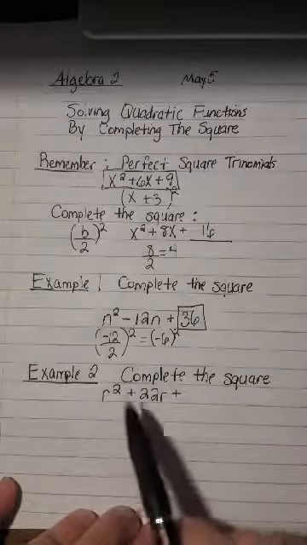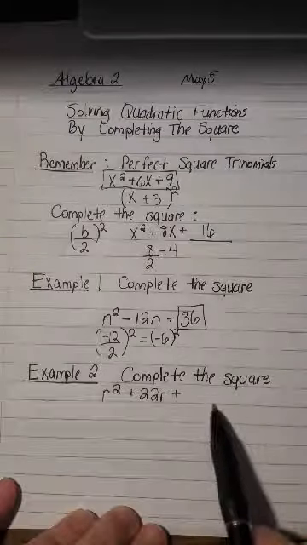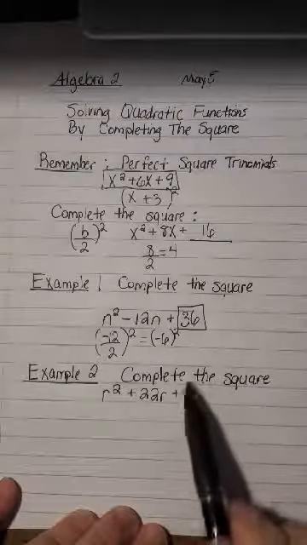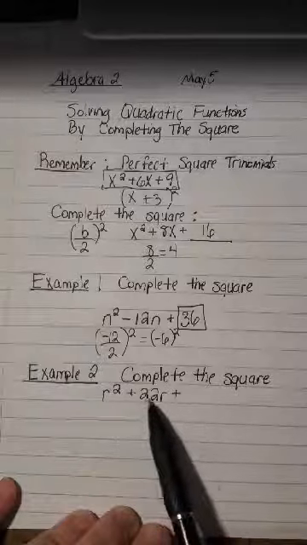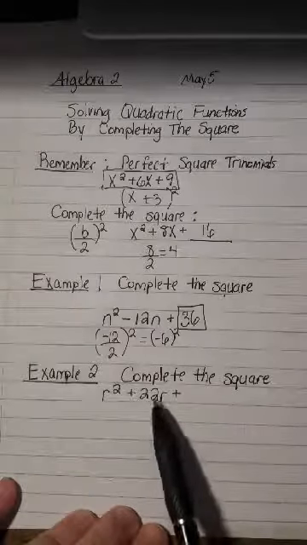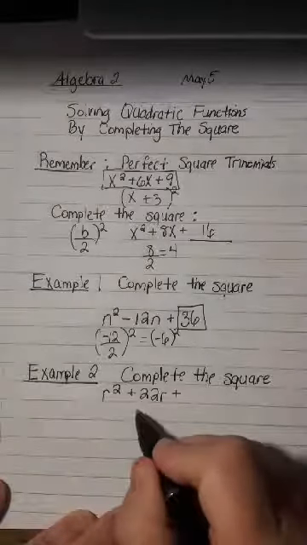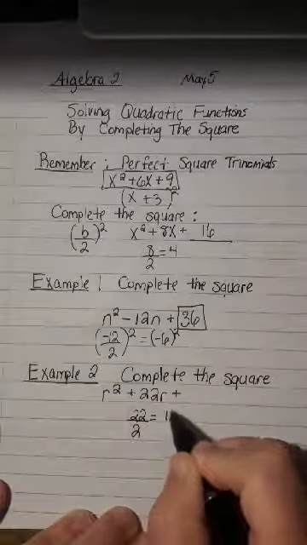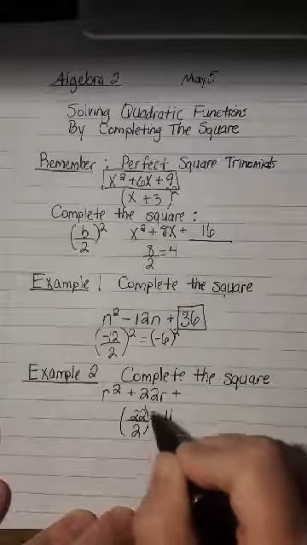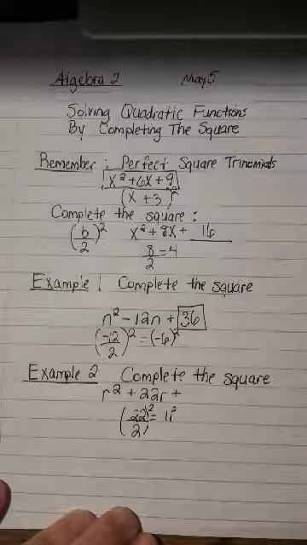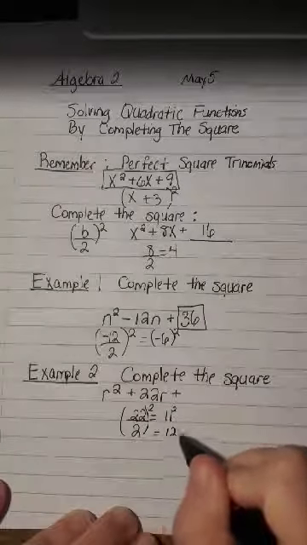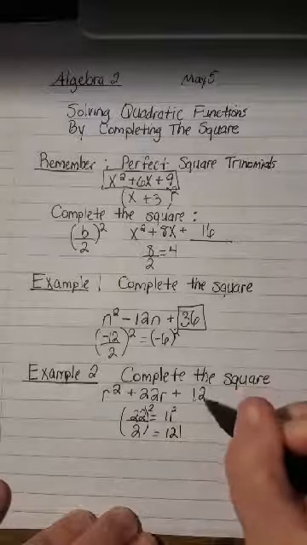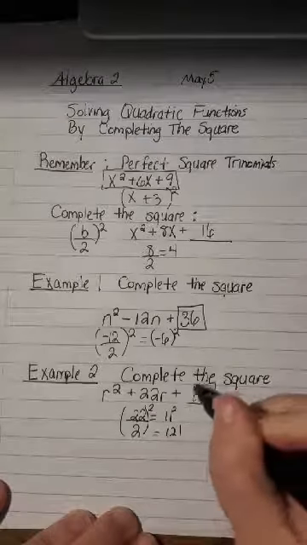So we've got r squared plus 22r, and we want to put a c term right here that's going to make this a perfect square trinomial. So half the 22. That means you're going to divide 22 by 2, which is 11. And then we're going to square that. So 11 squared is 121. And so that is your answer that you're going to put in, 121.